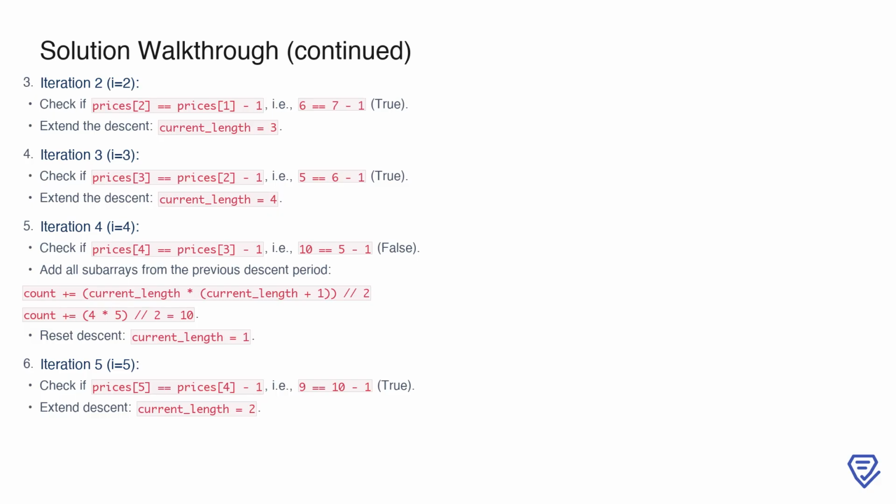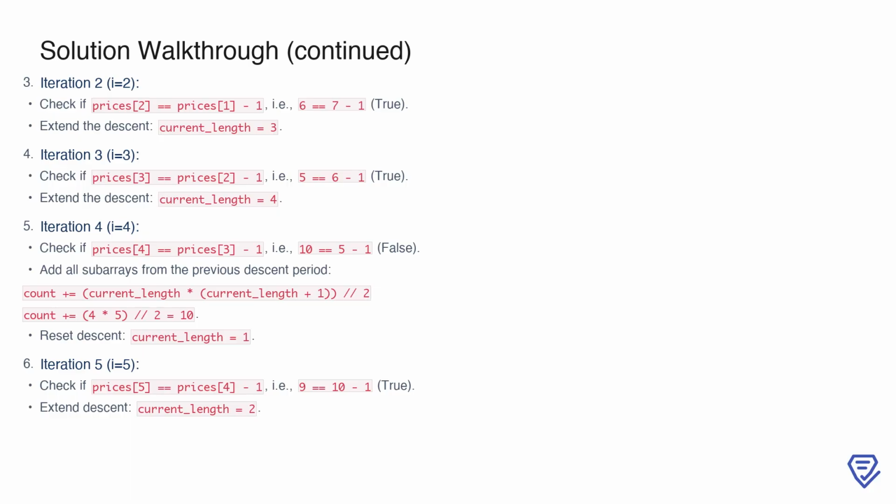This condition is true, so the streak is extended to a length of 3. In the third iteration, we check if 5 is 1 less than 6. This is also true, so the streak continues to grow, reaching a length of 4. However, in the fourth iteration, we check if 10 is 1 less than 5. This condition is false, so the streak ends.